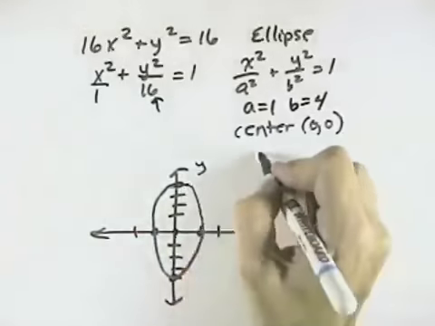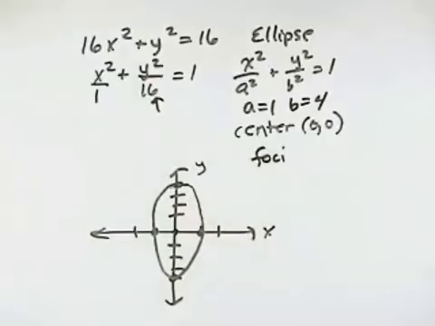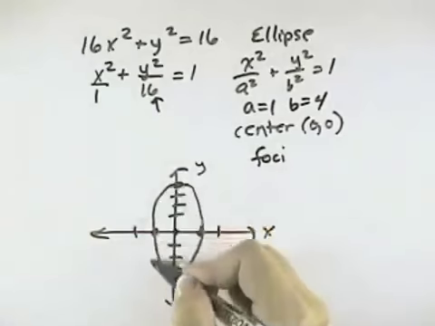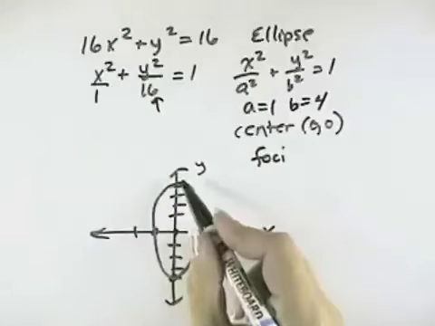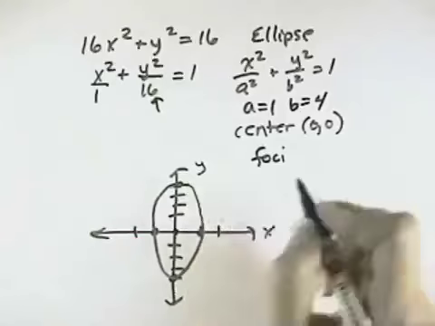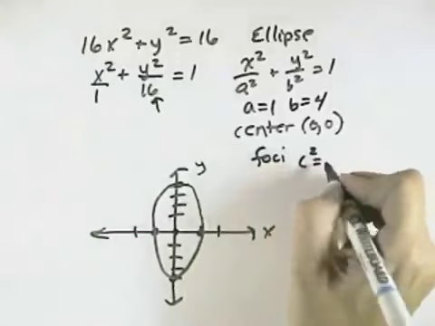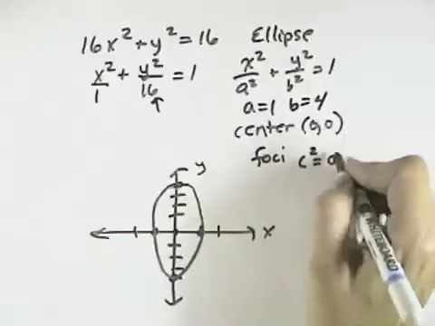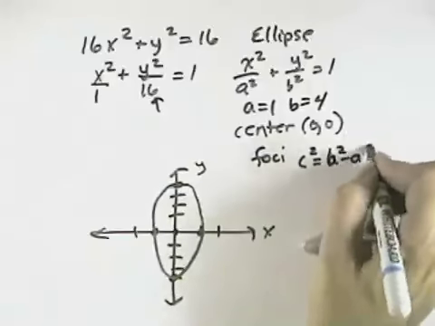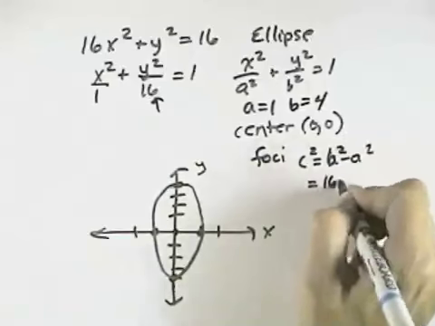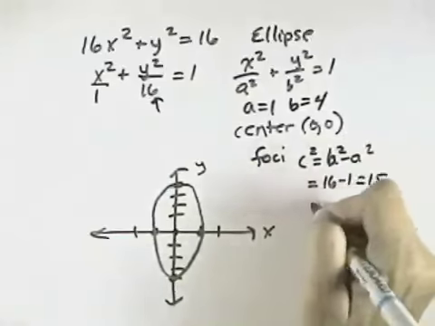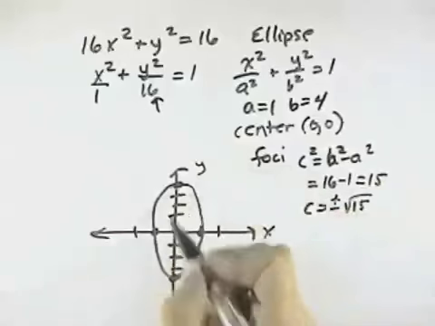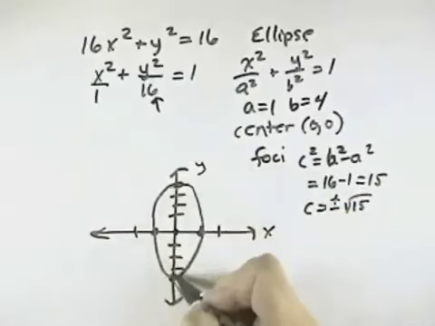If we wanted, we could also find the foci in order to know where the points are equally distanced from there, or we can just wrap through the different points this way. If we wanted to find the foci for this one, we'd have c squared, c is a distance from the center for our foci, and it would be b squared minus a squared, which would be 16 minus 1 is 15, and taking the square root of that, then we'd have plus or minus the square root of 15, which would be more than 3 units in each direction, very close to each of our endpoints.